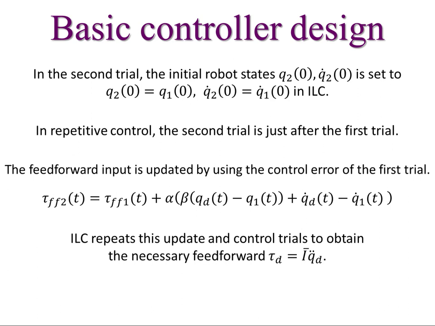For the third and every Kth trial, we update the feed-forward torque tau FFK by adding the control error in the previous control trial to the previous feed-forward torque tau FFK-1. Iterative learning control and repetitive control repeat this learning process to learn the feed-forward torque to achieve the control objective.